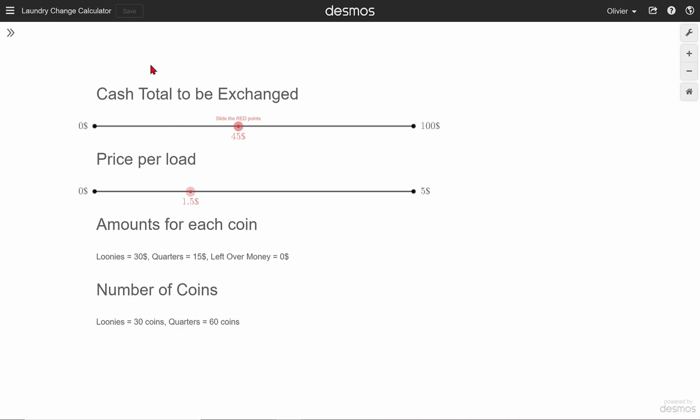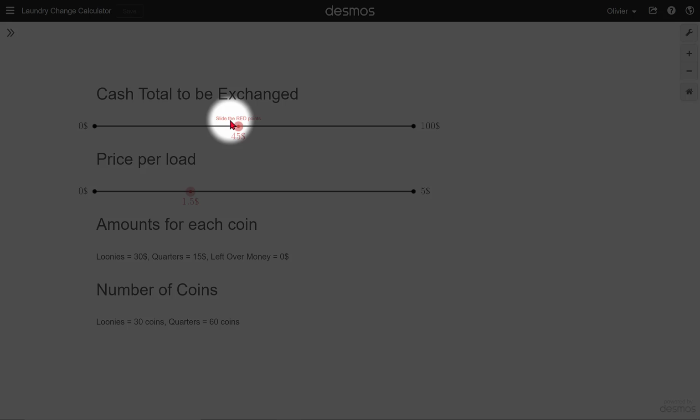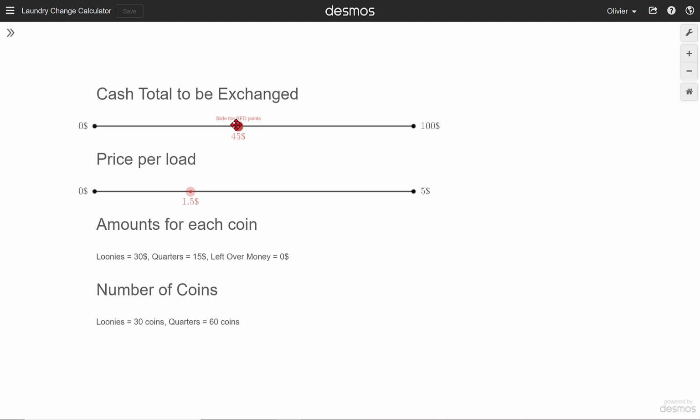Here we have the cash total to be exchanged. So that would be the money you're going to the bank with. It says slide the red point. We can slide it between 0 and 100. I picked those numbers just arbitrarily, so it could be anything, but you can't go under 0, and not many people would go to the bank with $100 that they want in change. For our problem, it was $45. So I'll leave it at 45.